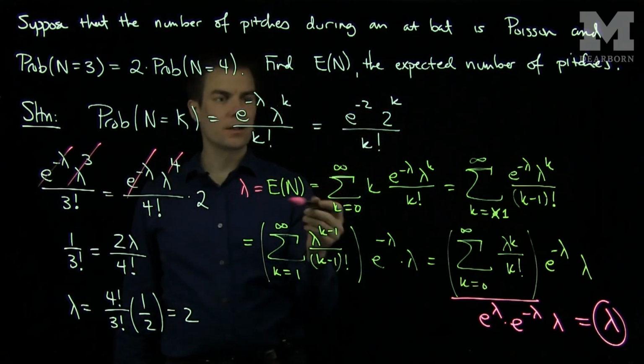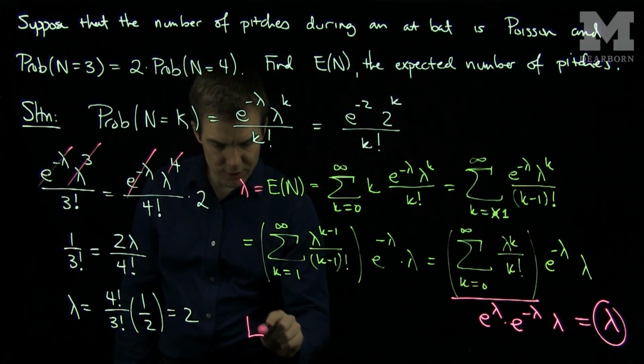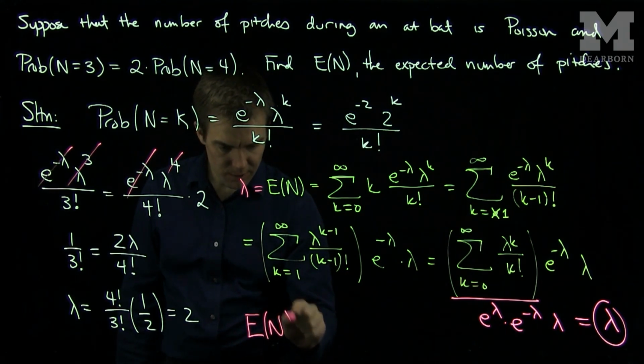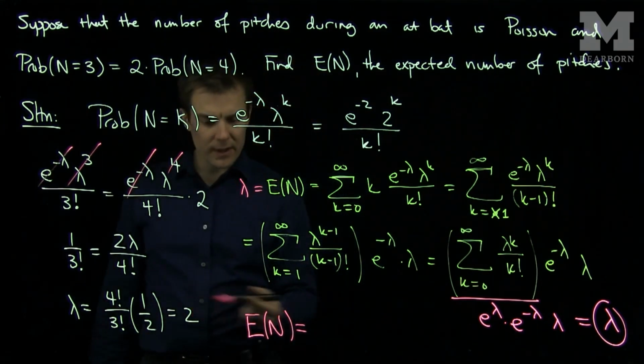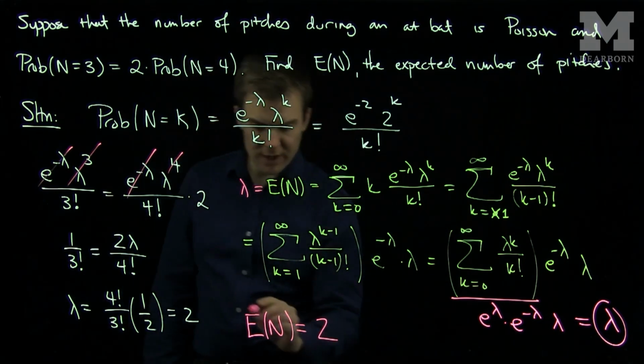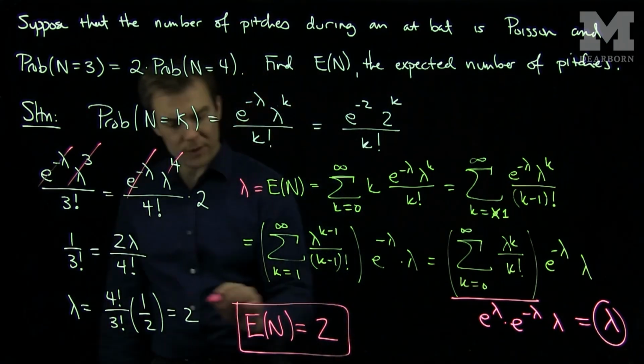So for us, the expected number of pitches in an at-bat will be the parameter lambda, and we found that lambda is 2. So the expected number of pitches at an at-bat will be 2 in this model.